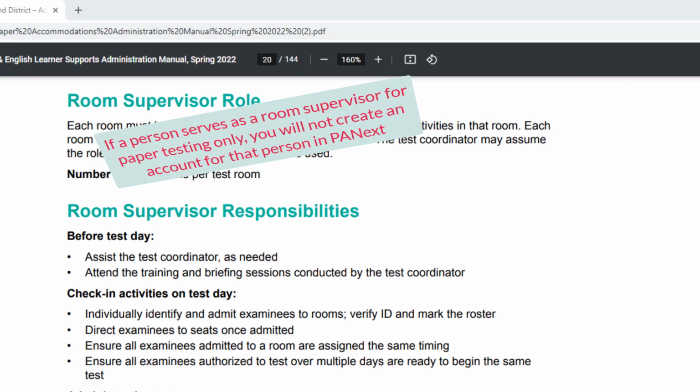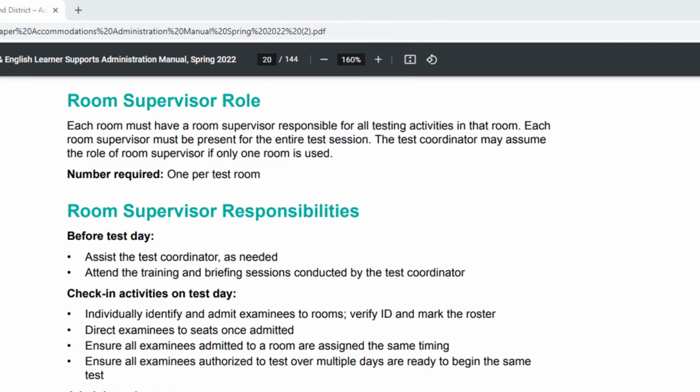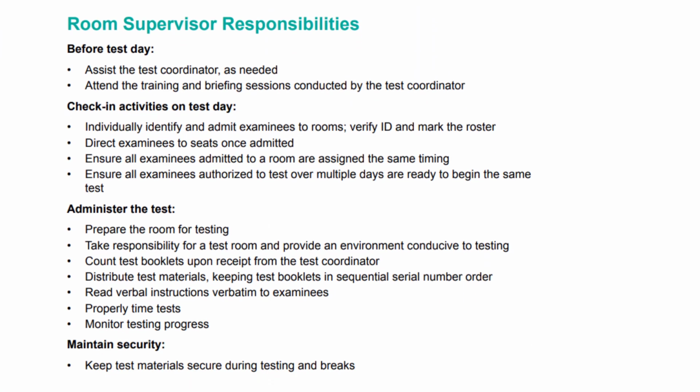Just to remind you, the room supervisor for paper testing does not have to be placed in PA Next. The only room supervisors that will be in PA Next will be those that are giving the online test. All right, so only those room supervisors who are giving the online test, or the test coordinator, will need to go into PA Next and create an account and place them as room supervisor. If that person is only being used for a paper test, then do not create a PA Next account for that person.